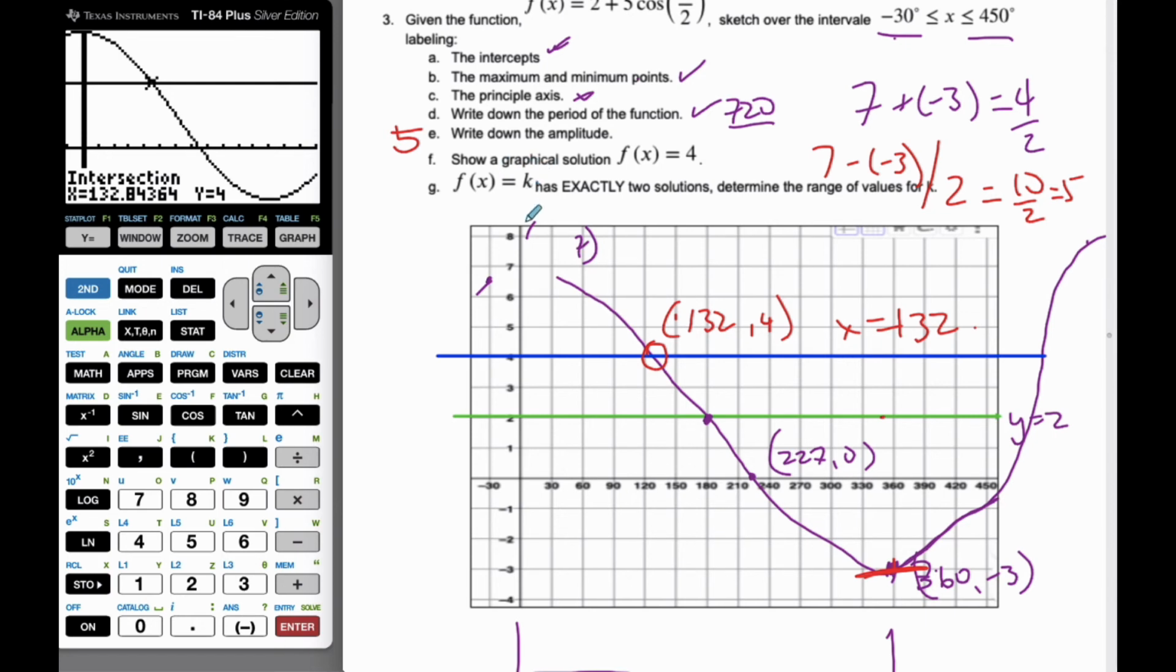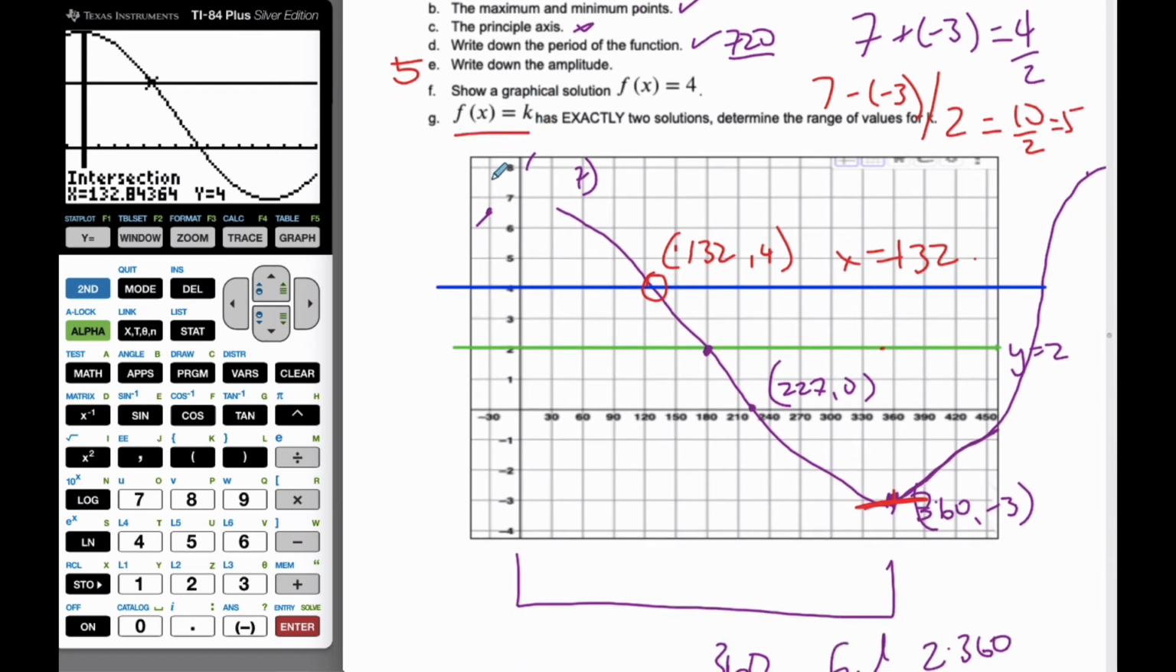And then finally, part G says f of x equals k. It has exactly 2 solutions. Determine the range of values for k. If we're going to do that, let me put on this pink dotted line. I'm looking to see where this line touches the graph on this particular interval. So I'm going to erase some of this stuff here. Where does it touch the graph exactly 2 times?